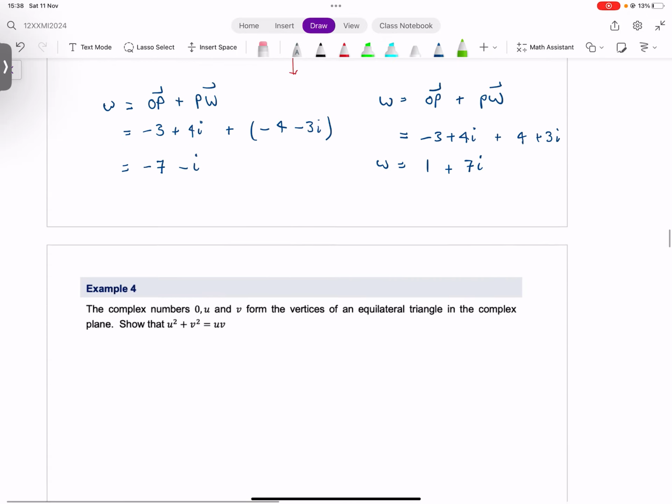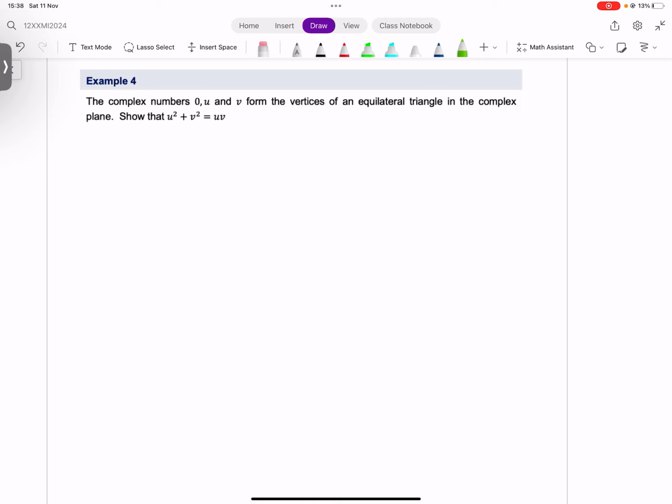Okay, last question for today. We've got the complex numbers 0, u, and v form the vertices of an equilateral triangle. Prove that, or show that u squared plus v squared is uv.